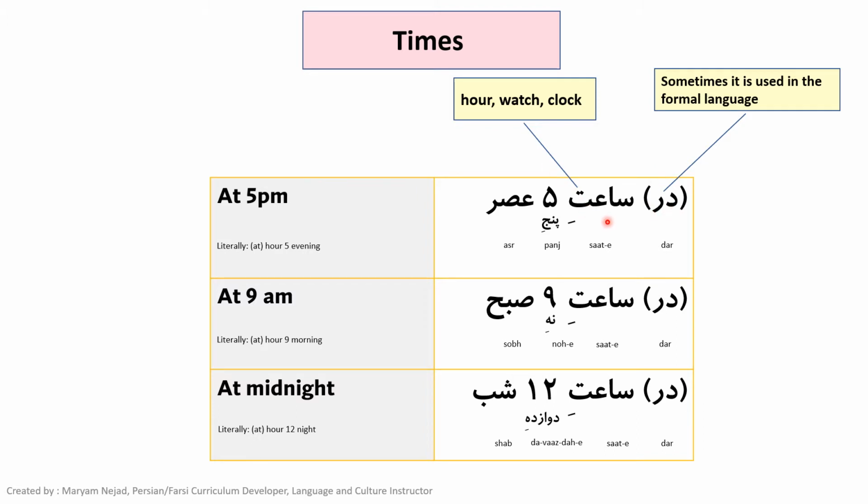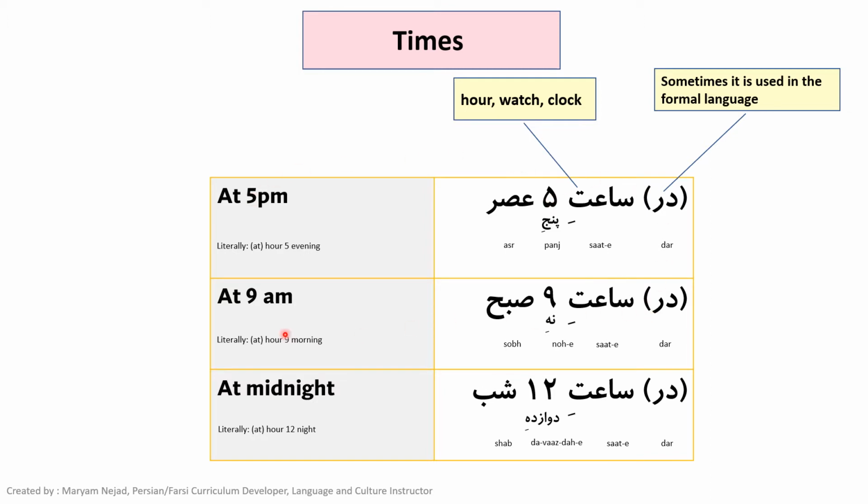But what's common to use is the word sa'at. Sa'at means hour, watch, or clock, but in this context, it means hour. Then we need to connect the word sa'at to the number with ezafe, and also the number gets an ezafe too. So it would be ساعت 5 عصر. 5 is 5.